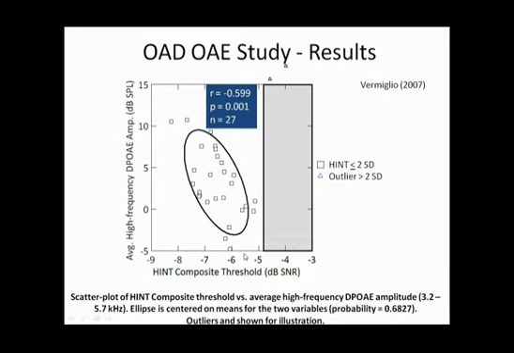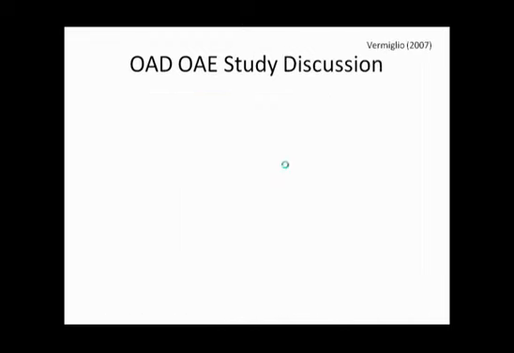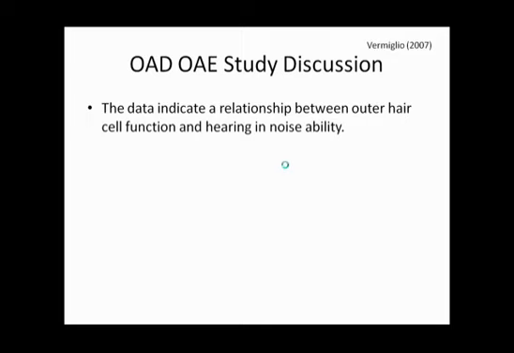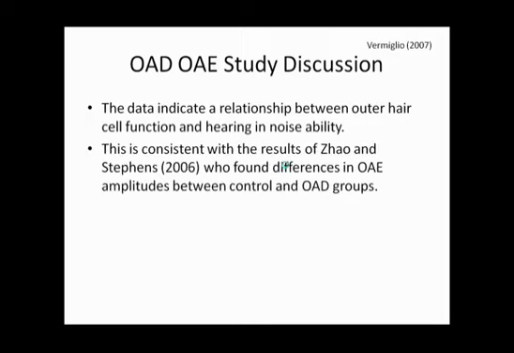And we also had a few outliers who had the poorest HINT scores, but their OAEs were functioning relatively well. So it appears that the site of lesion was not in the cochlea. Most likely it might have been in the 8th nerve, it might have been in the brainstem auditory pathways, or it could have been in the brain. So the data indicate a relationship between outer hair cell function and hearing in noise ability.